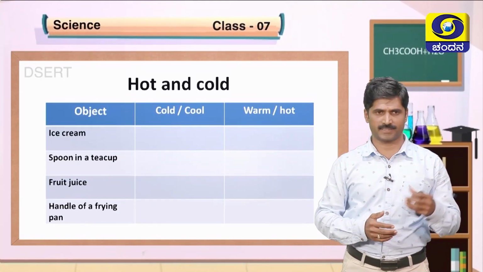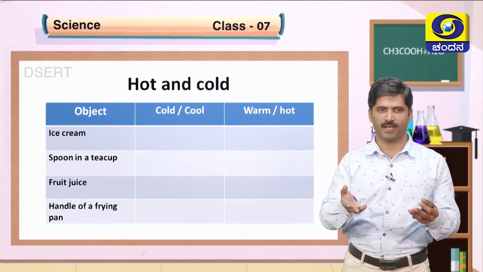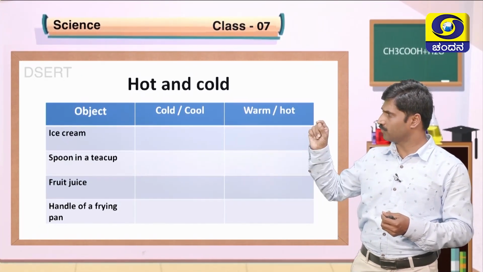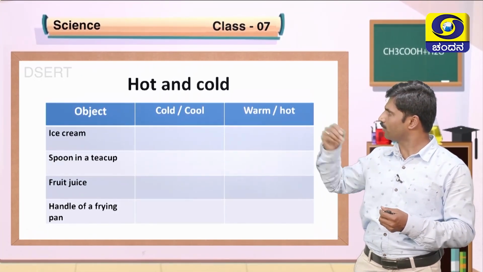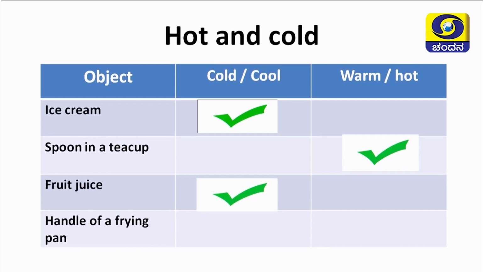Here I have a list of some objects. They are ice cream, a spoon in a teacup, fruit juice and the handle of a frying pan. Now you have to mark whether each object is cold or hot. Ice cream, is it hot or cold? Yes, it is cold. The spoon in a teacup, yes, it is warm. Fruit juice, yes, it is cold. The handle of a frying pan is warm.